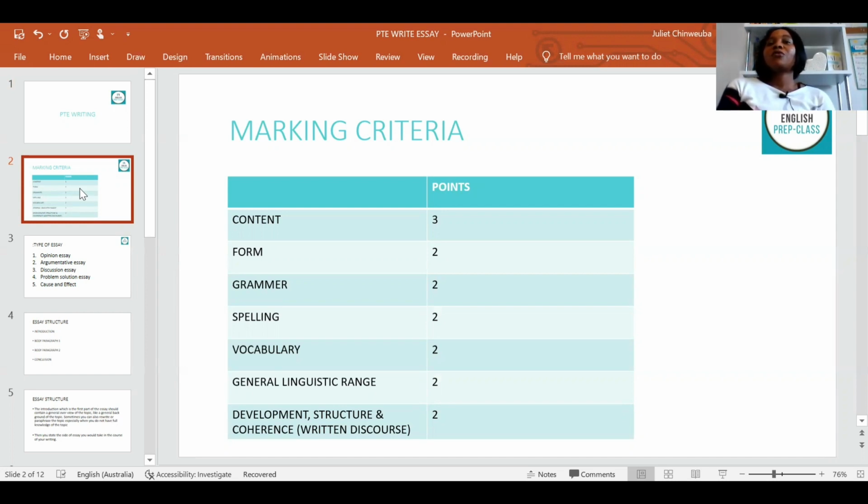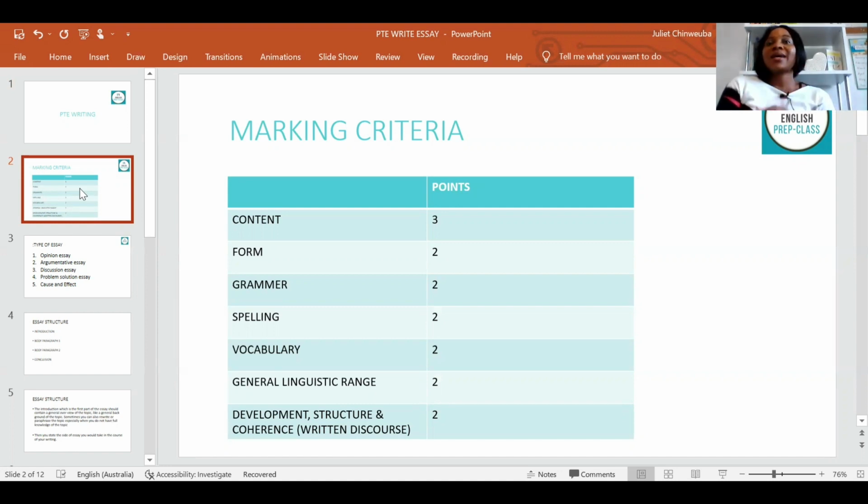You're also scored for development, structure, and coherence, even written discourse. The PTE essay is the only task that has written discourse as a marking criteria. Written discourse is how well you have understood the topic of discussion and how well you can move from the introduction to body paragraph 1, body paragraph 2, and then to the conclusion, if your essay is adding up and making sense.